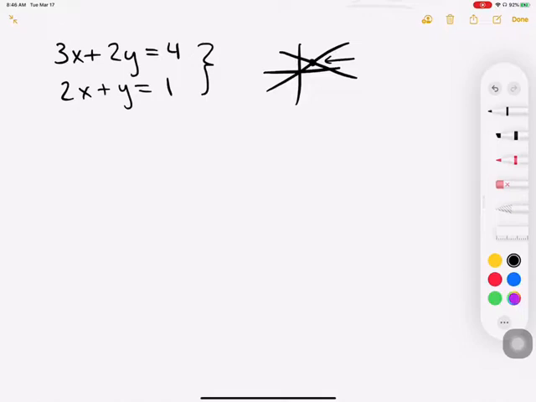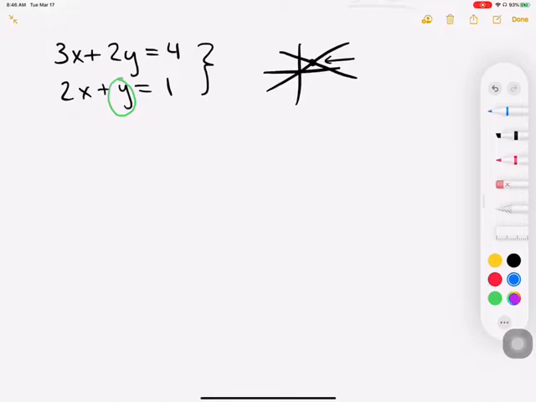Okay, so for the substitution method, remember that we have to inspect the system of equations, and one of the equations has to have a variable that's by itself. That's the easiest way to do the substitution method. In this case, we can see that there is a y that is by itself, so we have to solve for that y. That is going to be the first step in the substitution method.